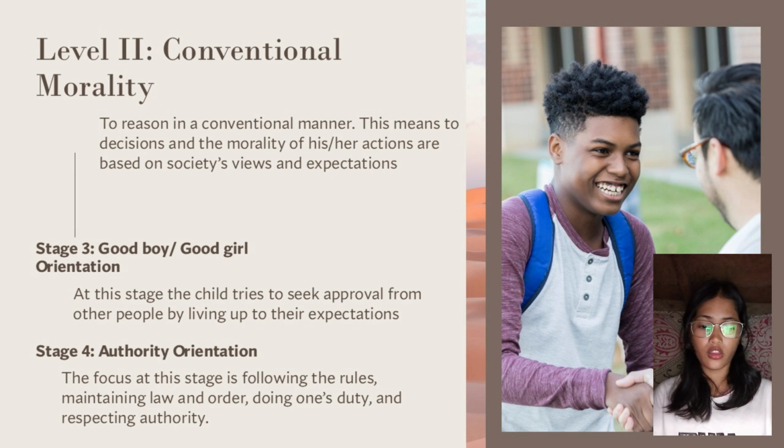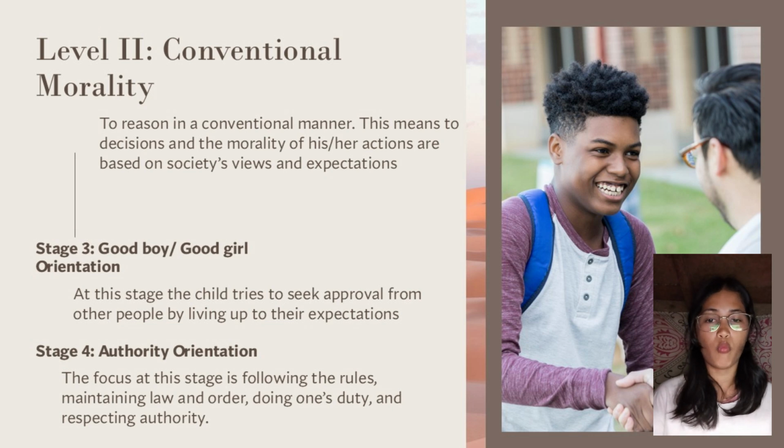Stage 4, authority orientation. By this time, individuals have reached adulthood, and they usually consider society as a whole when making judgments. The focus at this stage is following the rules, maintaining law and order, doing one's duty, and respecting authority. For example, when someone violates the law, it is morally wrong. Culpability is therefore a significant factor in this stage, because it separates what is bad from what is good.